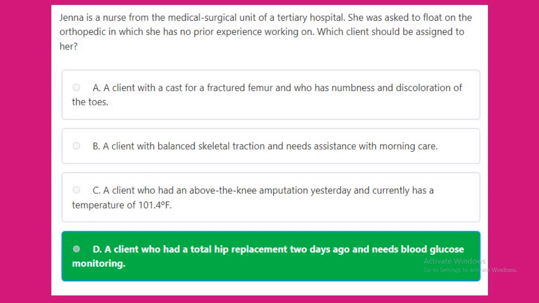A client who had an above the knee amputation yesterday, right? So it is a recent surgery. So the patient is post-op day one and currently has a temperature of 101. So the patient may have developed septicemia, so this client is unstable, so we will not be assigning this client to Jenna. Then a client who had a total hip replacement 2 days ago and needs blood glucose monitoring. So this patient is fairly stable, and needs just blood glucose monitoring. So this patient can be assigned to Jenna so that patient safety is taken care of.